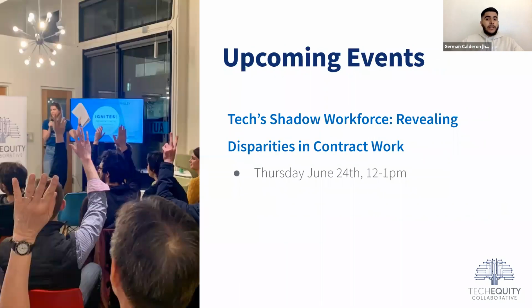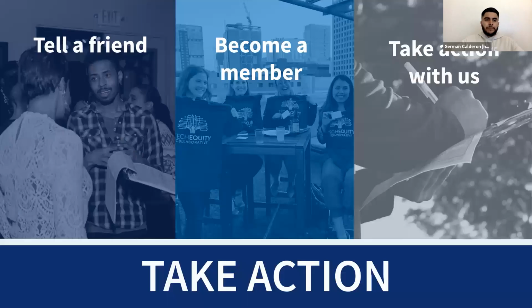For upcoming events, we have one event coming up, which you can register for free online, on June 24th, 12 to 1 p.m. The event is called Tech Shadow Workforce: Revealing Disparities in Contract Work. We'll be exploring the working conditions of contracted workers across the tech industry, talking about how inequities are baked into the contracting structure and what public and corporate policies can be built to protect this growing set of workers.